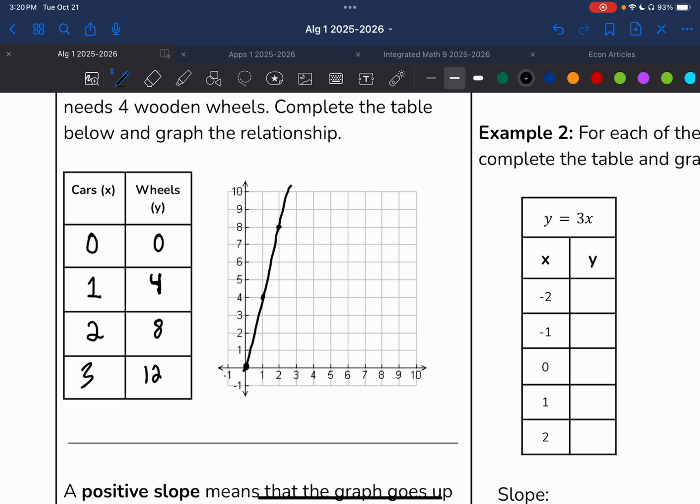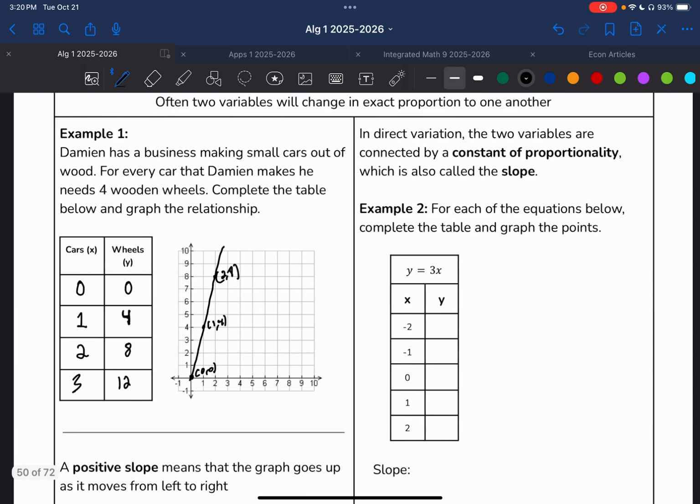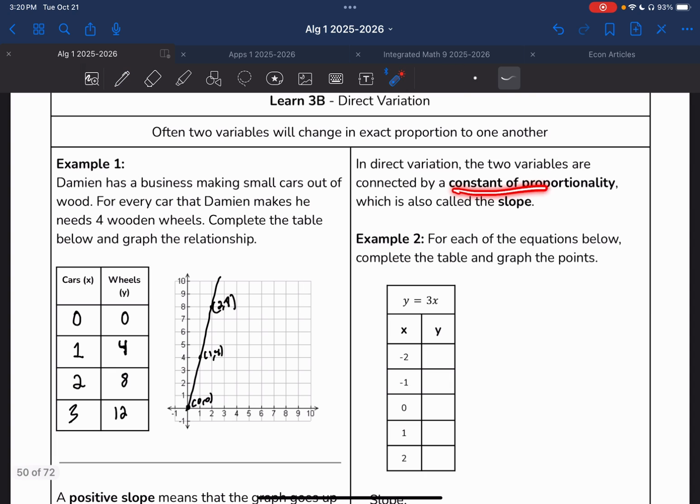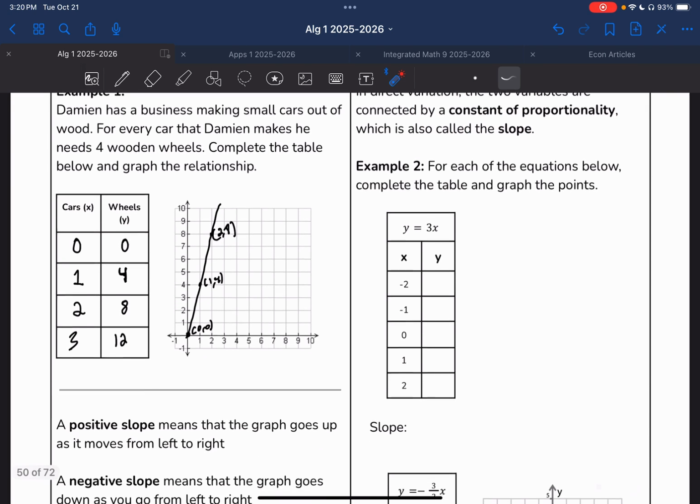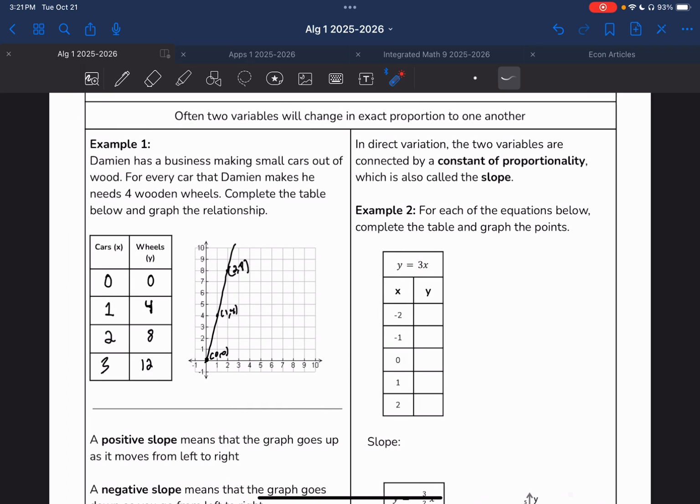0, 0 is here. This is 1 comma 4. This is 2 comma 8. And so we have a constant of proportionality. That's the rate that they change at, right? For every 1 car, we need 4 wheels. In this case, it's also a slope. So not all slopes will be a constant of proportionality, but all constants of proportionality are slopes. So that just tells us every time that x increases by 1, what is the corresponding change in y?